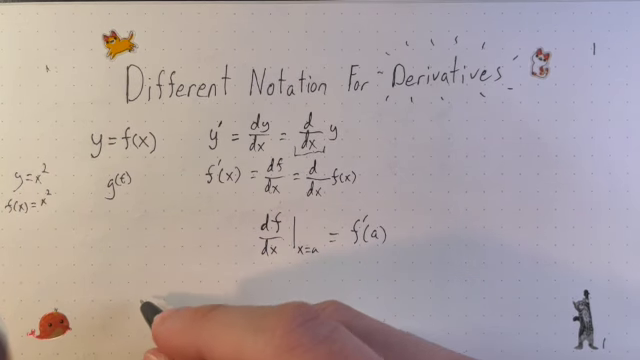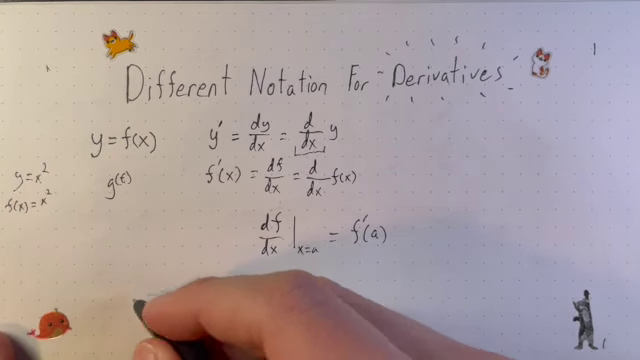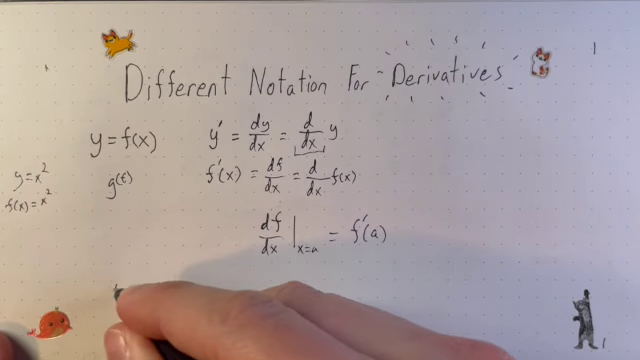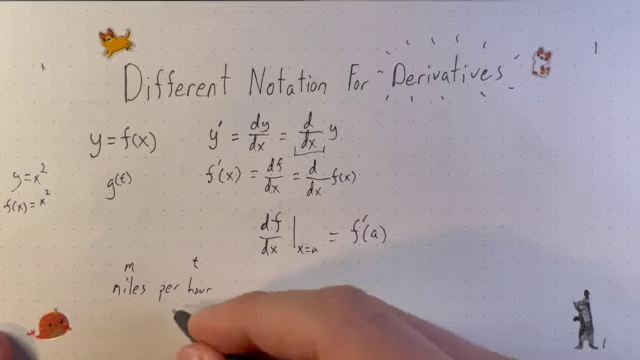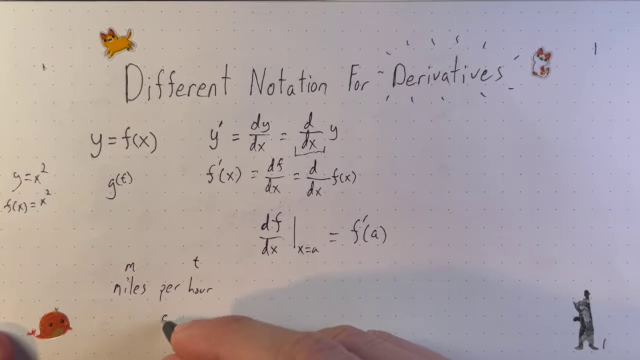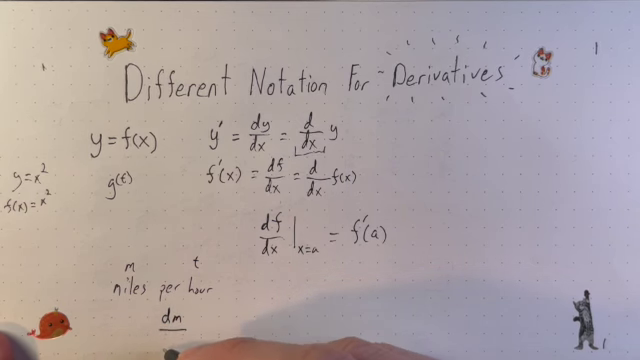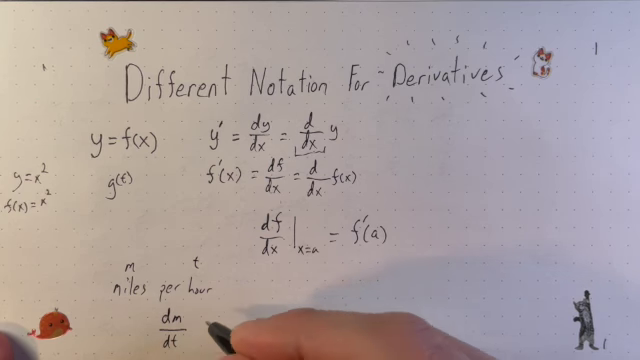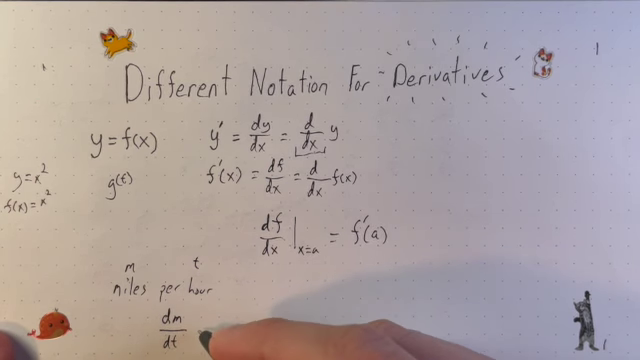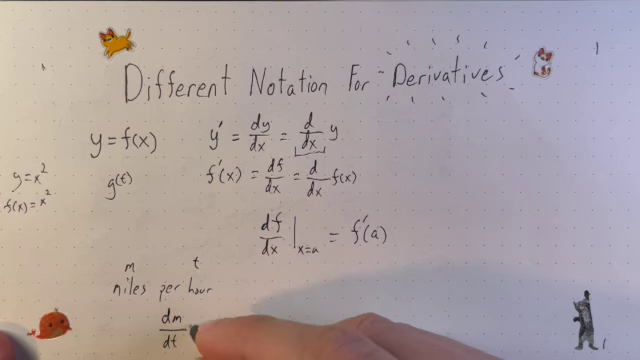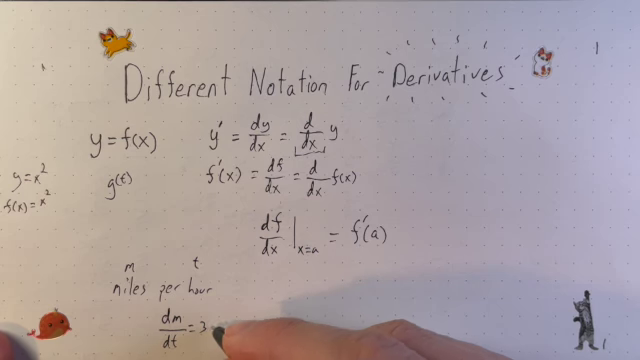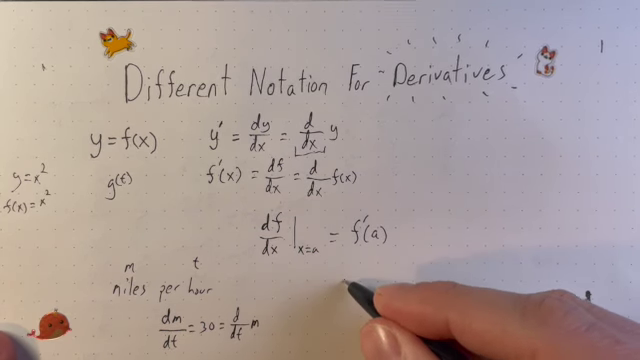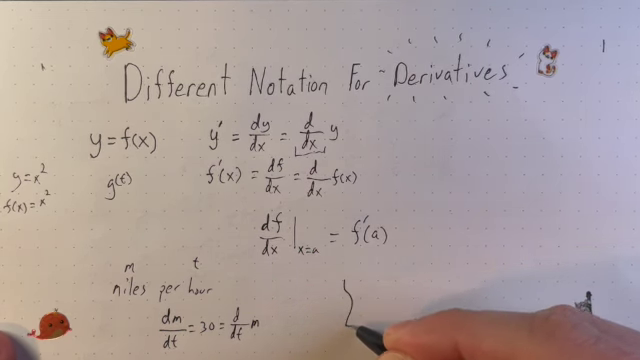One common application, or one that's kind of easy to conceptualize, is, let's say we're doing miles per hour. For miles, we'll use an m, and for hour, we'll use time. So if I was going to notate this, I would say change in miles, or dm, over dt. So let's say we're going 30 miles an hour, then our change in miles over change in time is equal to 30.